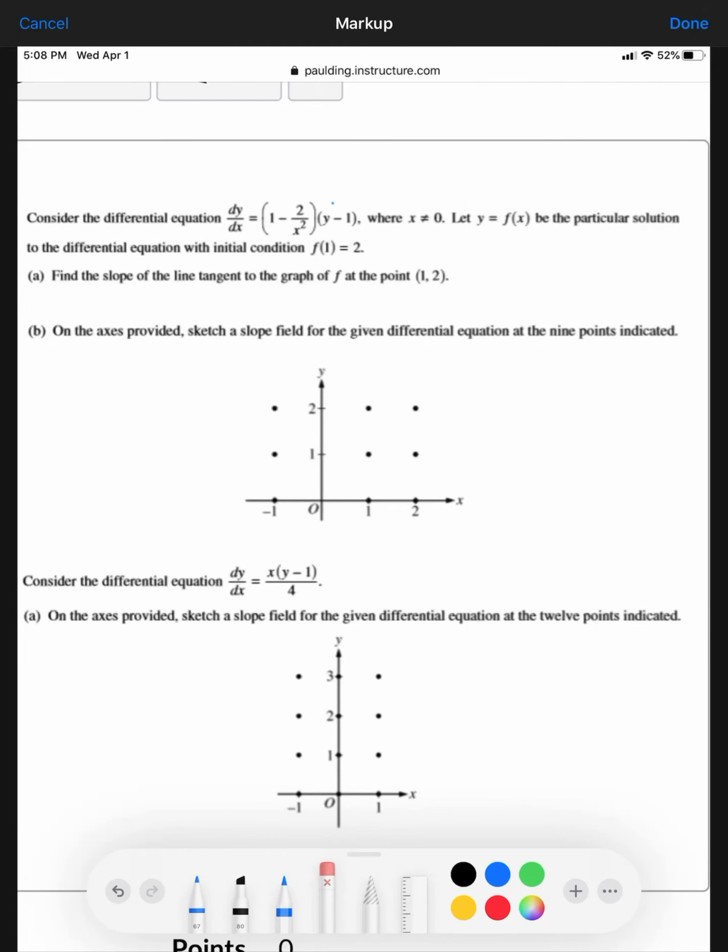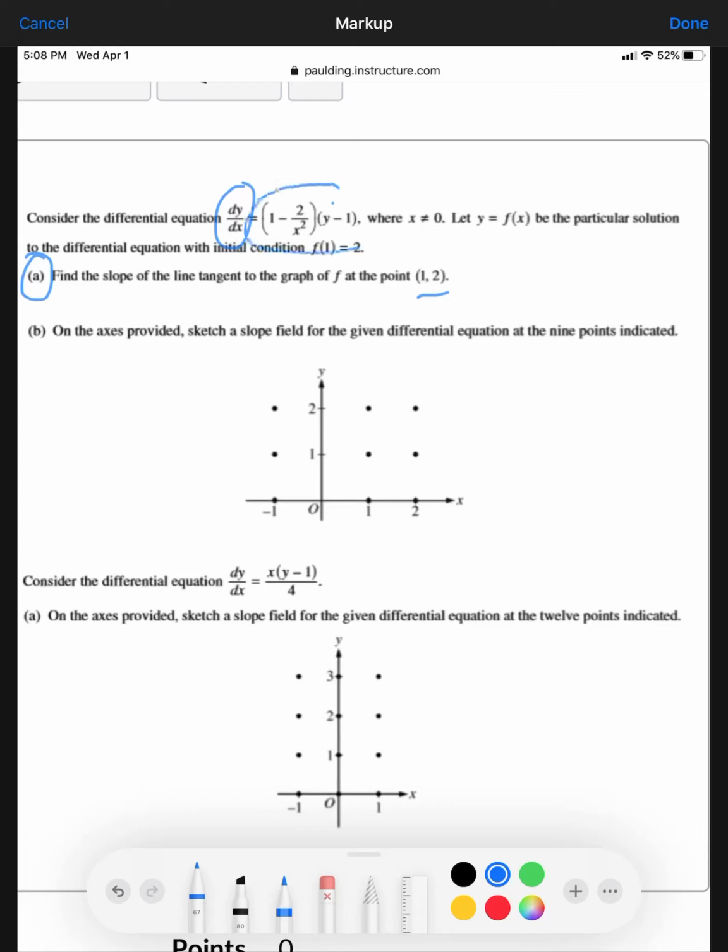So these are two AP Calc free response questions that deal with slope fields and differential equations, and I just wanted us to work them together. Okay, so part A. Find the slope of the tangent line at the point (1, 2). Slope of the tangent line, that's a derivative, and we have that derivative notation right there.